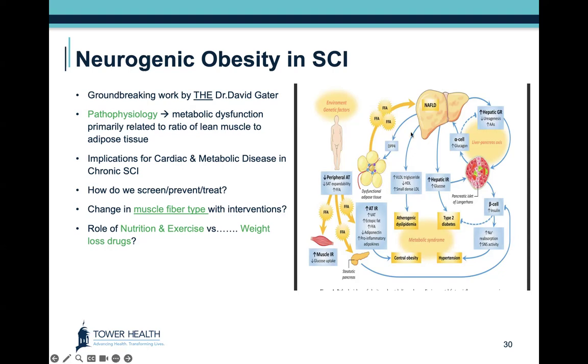But as you can see here in the super detailed diagram, what this basically means is that higher levels of adipose tissue means higher chronic systemic inflammation. And again, kind of like how you have blood pressure problems after a spinal cord injury, you have a higher level of chronic inflammation in spinal cord injury. Now, that can be a problem for multiple reasons.